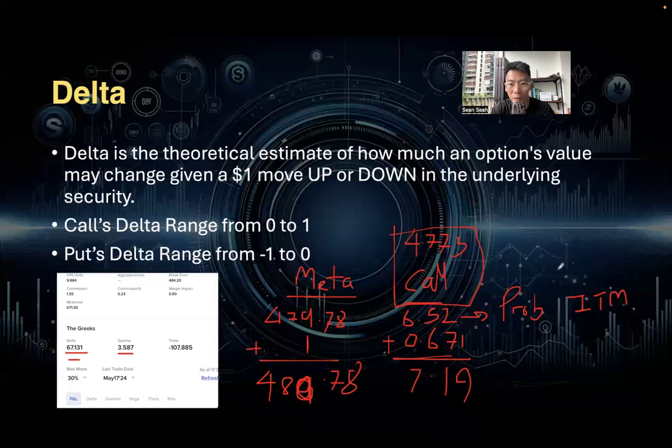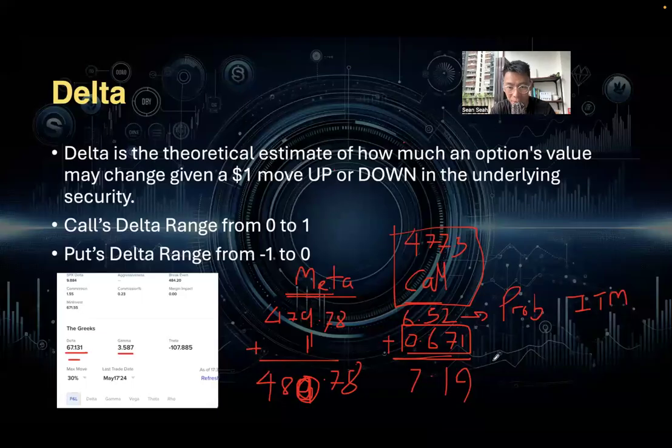So how do we use gamma? You can see the delta right now is 0.671. So there's a 67% chance that this particular option will stay in the money at expiry date. But when the Meta price increases by $1 to 480.78, we can see that the premium increases, but the delta also increases.